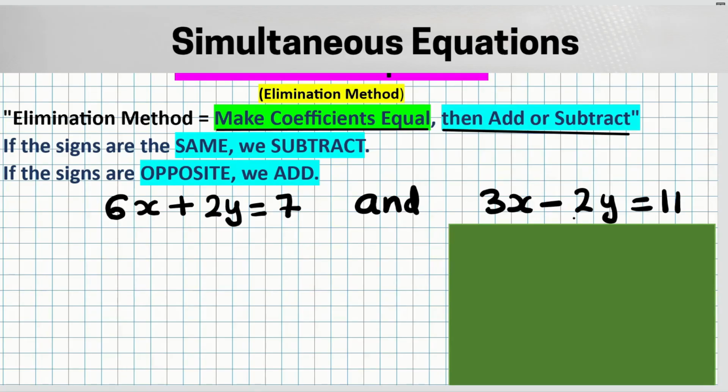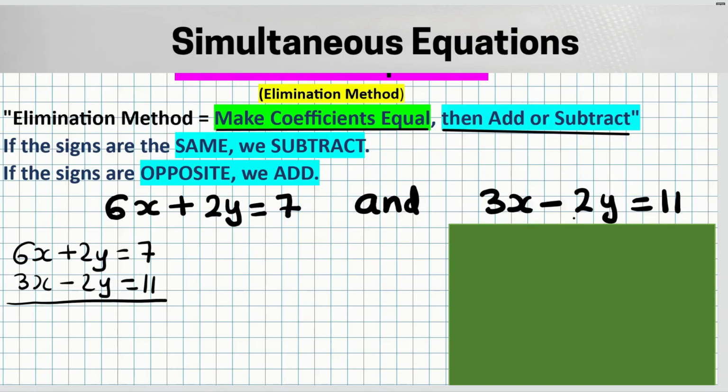Now, whatever I said will become more clear when I solve the sum displayed on the screen. So let us see 6x plus 2y is equal to 7 and 3x minus 2y is equal to 11. If you use your observation power and use your technique which I have displayed up, which coefficient are equal? Yes, one coefficient is equal, that is 2, meaning one variable which will become 0 is variable y.